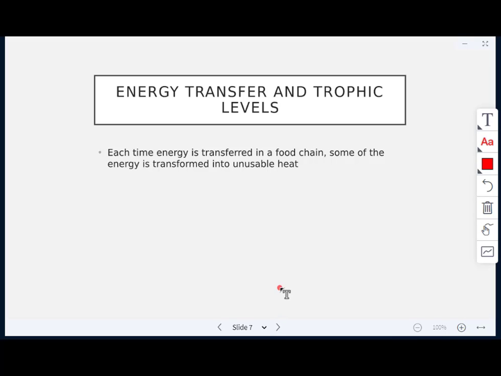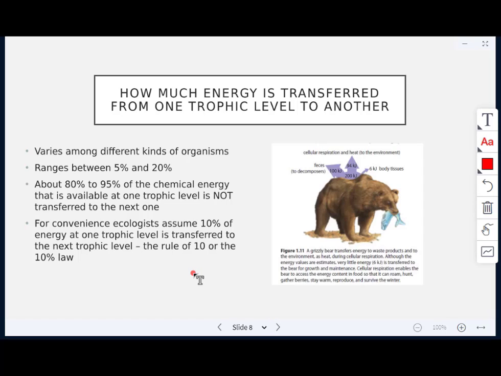All right, so energy transfer and trophic levels. Each time energy is transferred in a food chain, some of the energy is transformed into unusable heat. So that heat that's given off is kind of like a waste heat. We talked about that last class.